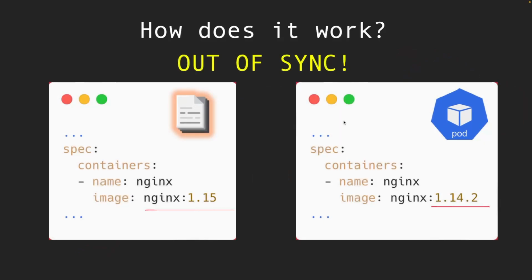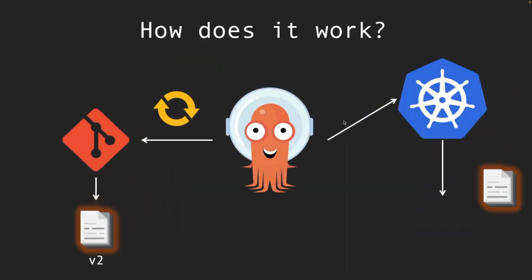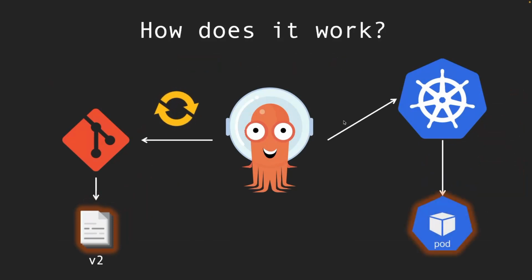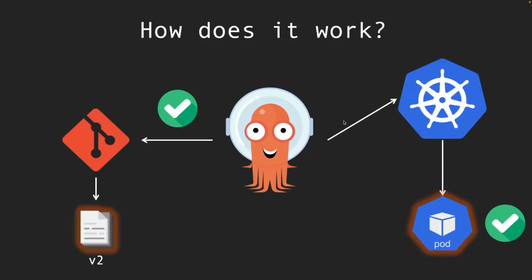When it happens, it's called out of sync, because your workload differs from the desired state from the Git repository. So for example, we changed the tag for our Nginx image. And after that, ArgoCD applies this manifest until the desired state has no difference from the live state. This state is called synced. And our workloads are successfully synchronized with our desired state in the Git repository.